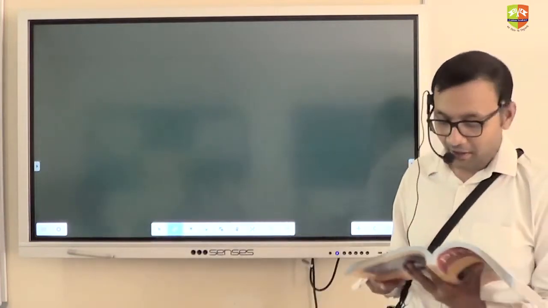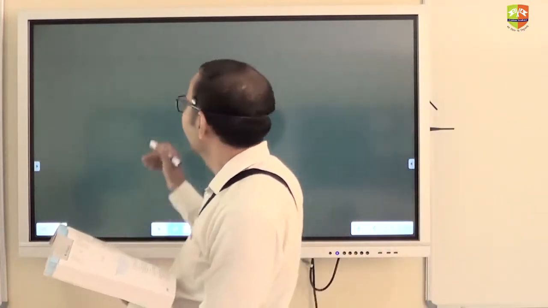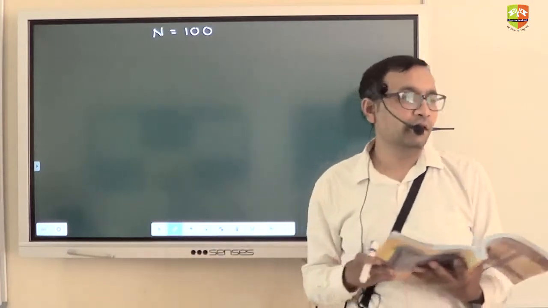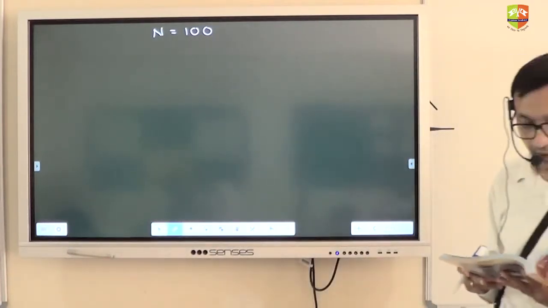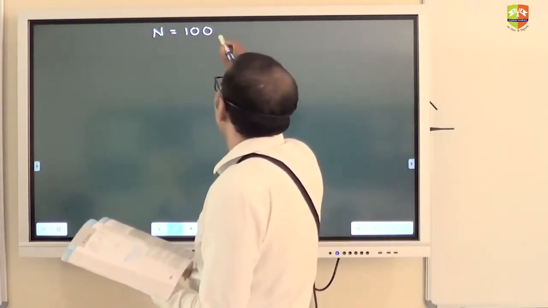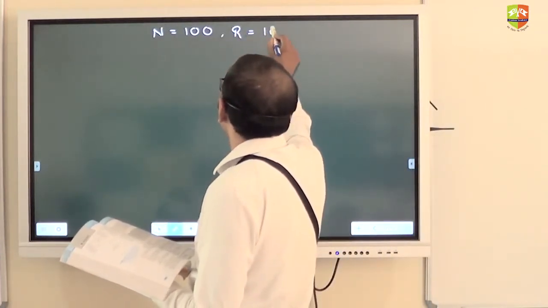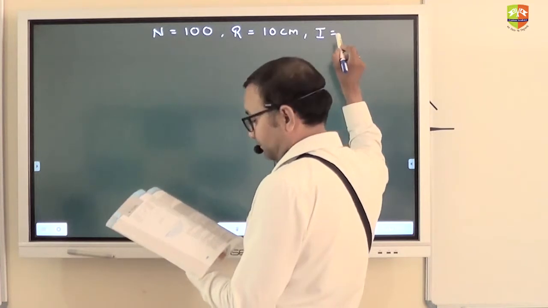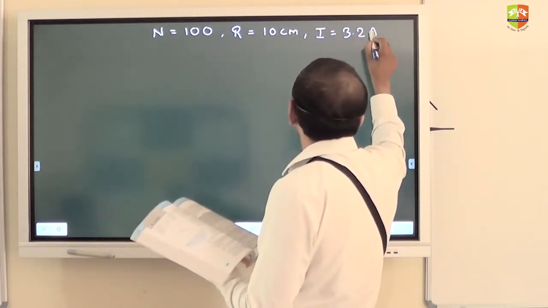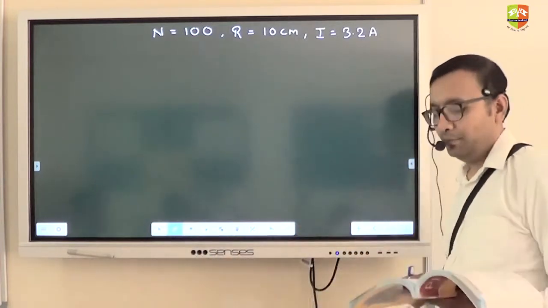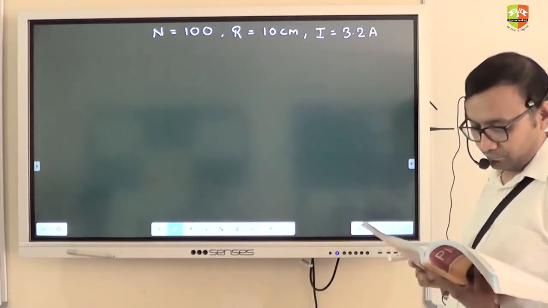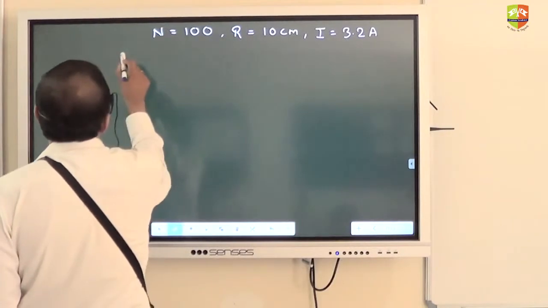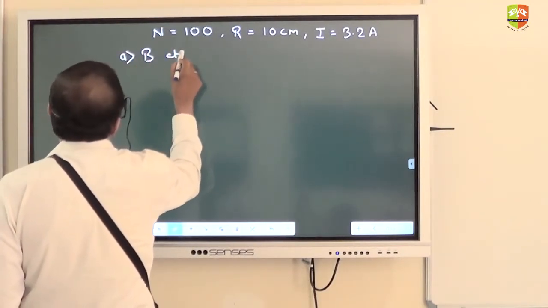A 100 turn closely wound circular coil of radius 10 cm carries a current of 3.2 ampere. Next class, by the way, will be only problem practice on this chapter. What is the magnetic field at the center?